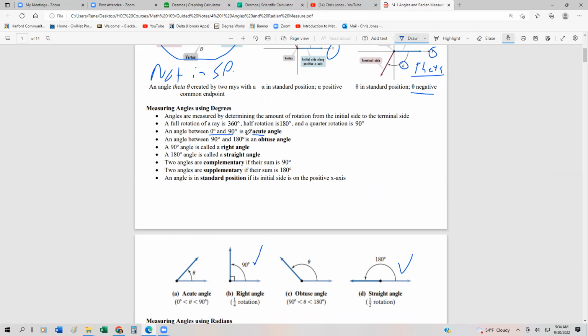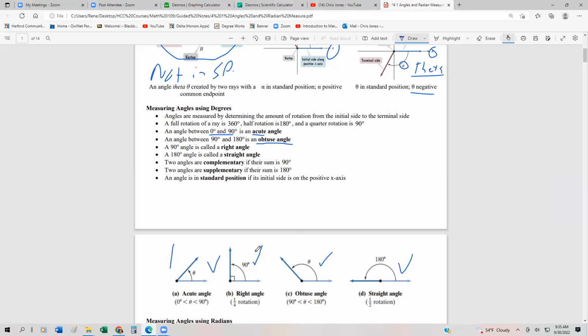Acute means that we're between 0 and 90, so essentially, it's in quadrant 1. An obtuse angle is between 90 and 180, so that means that it would terminate in quadrant 2. As we can see down here, this is obtuse, this is acute.